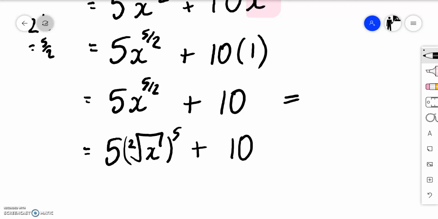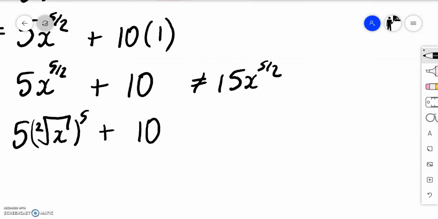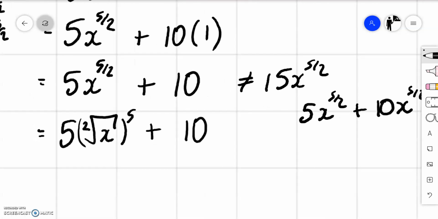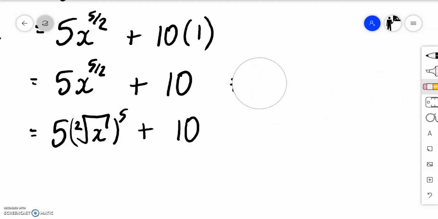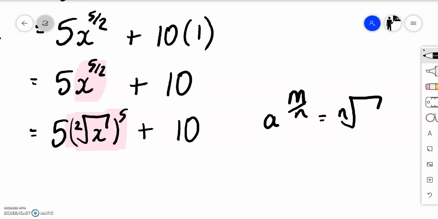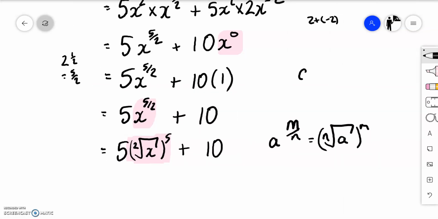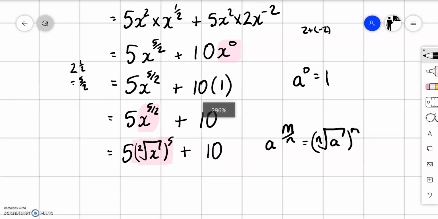Once again, one wee thing to note here, this does not equal 15x to the 5 over 2. To get 15x to the 5 over 2, we would have had to have 5 lots of x to the 5 over 2 plus 10 lots of x to the 5 over 2, and we don't have that in this case. We went from here to here by recalling one of our index laws, that a to the m over n is the same as the nth root of a to the m. And from here to here, we recall that anything to the power 0 is 1.